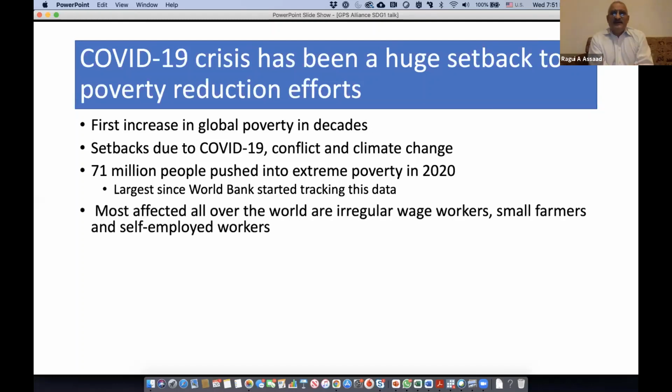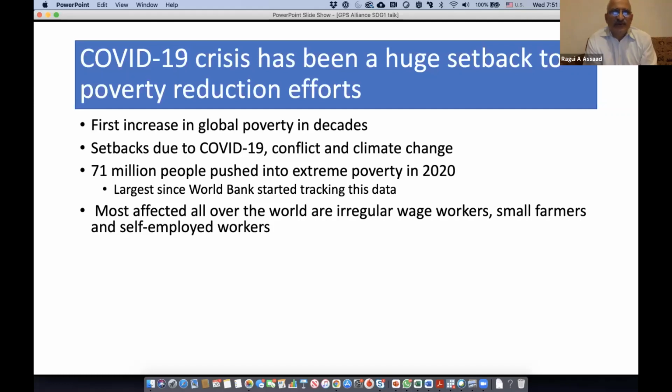Now, the most affected groups all over the world are what you can imagine: groups of casual wage workers, irregular wage workers that depend on getting work every day and not being able to find it on many days because of the slowdown of the economies during COVID, but also small farmers and small self-employed individuals.